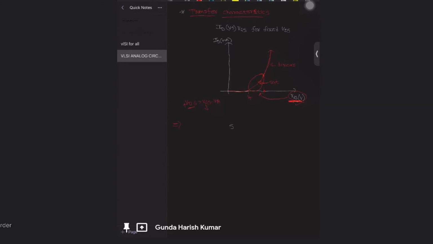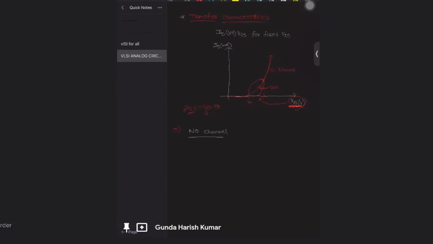So why do we prefer the enhancement type over the depletion type? In industry, in VLSI, we mostly use the enhancement type MOSFET. I can tell you that it has no channel initially. So if my gate is grounded, there will be no flow of current here. But in a depletion MOSFET, you have to apply some voltage to stop the current. In the enhancement type, no channel is there.